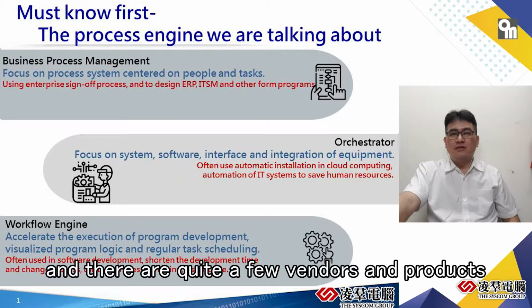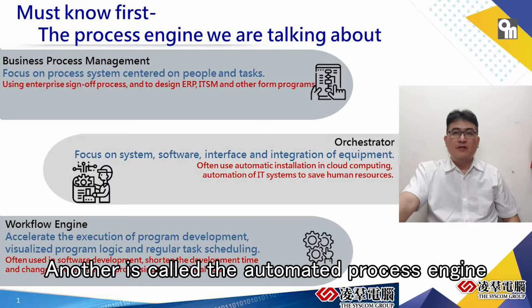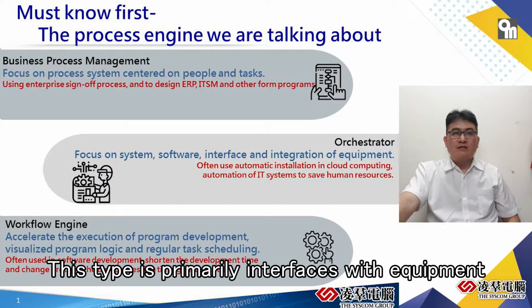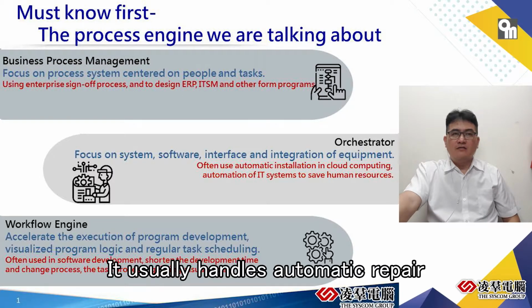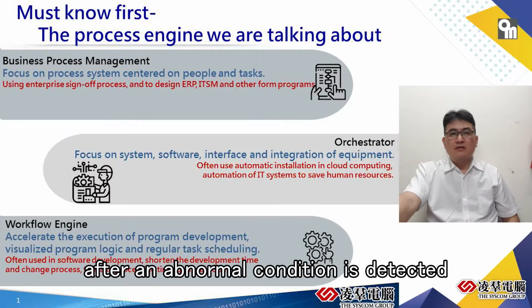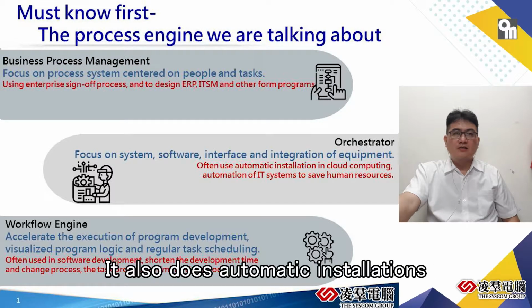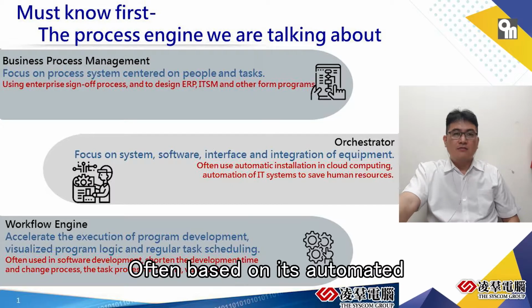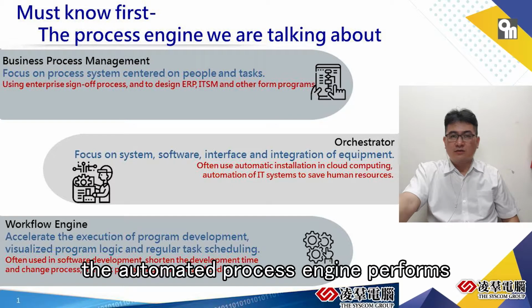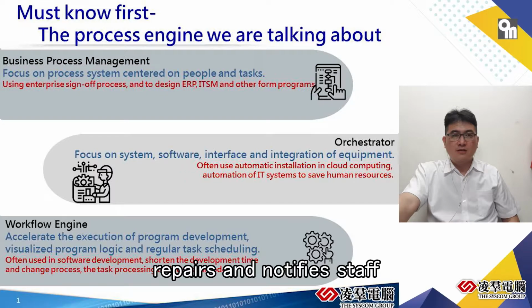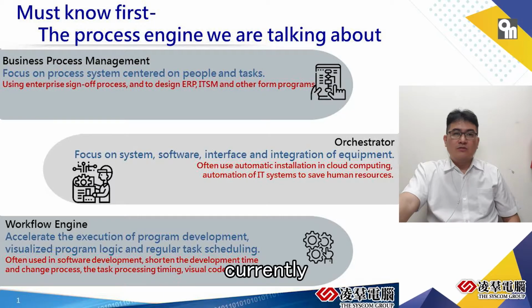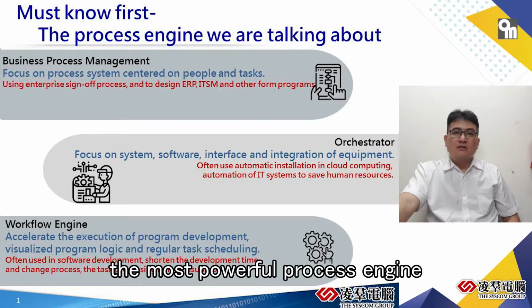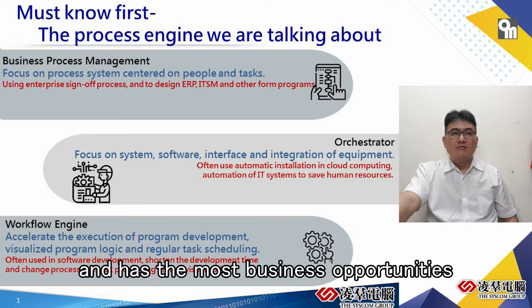and products. Another is called the Automated Process Engine. This type is primarily interfaced with equipment, systems, and software. It usually handles automatic repair after an abnormal condition is detected. It also does automatic installations. Often based on its automated scheduling functions, the Automated Process Engine performs repairs and notifies staff as it handles abnormalities. This is currently the most powerful process engine and has the most business opportunities.